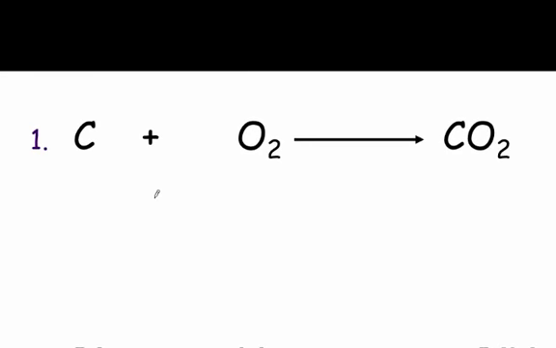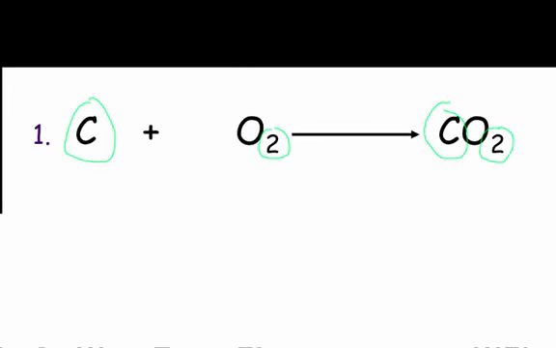First of all, we've got carbon reacting with oxygen, so carbon burning in air to make carbon dioxide. So let's go through and check. We have carbon here, we have 1 atom of carbon. Look on the other side, 1 carbon. Okay, that's okay. What about the oxygen? We've got 2 oxygens, and here we've got 2 oxygens. Okay, so that's alright, that's balanced. We don't have to do anything to this equation.